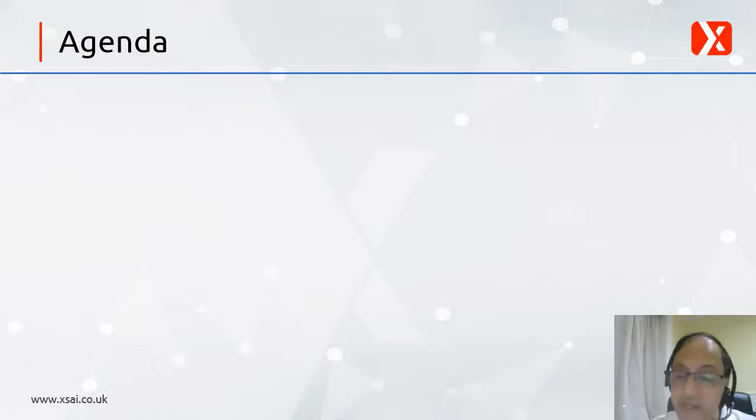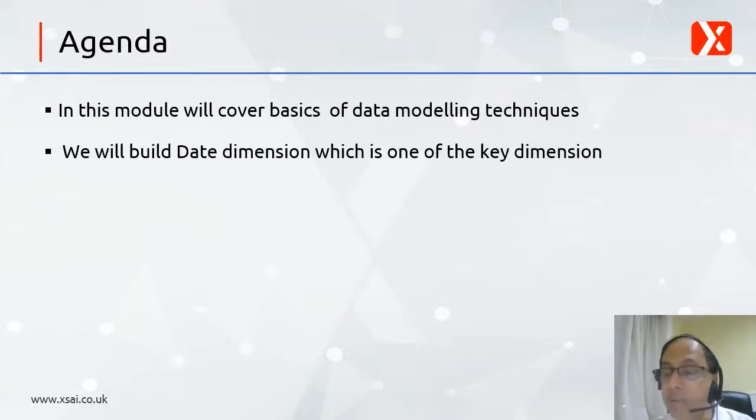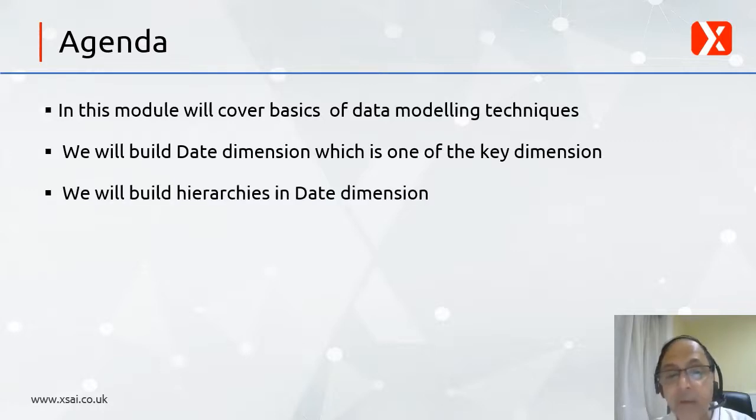Okay, so what is the agenda for Module 3? In this module, we will cover the basics of data modeling techniques. We'll be building the date dimension from scratch, which is one of the core dimensions in the sales data analysis cube. And why is it important? Because we can slice the data by month, by year, by quarter, or by half year. To do this, we will also build the hierarchies within the date dimension so that we can analyze the data by different slices.